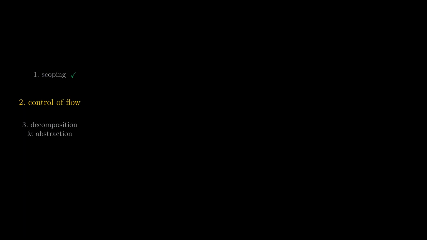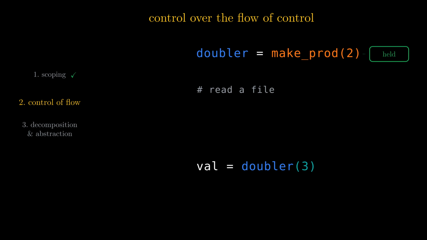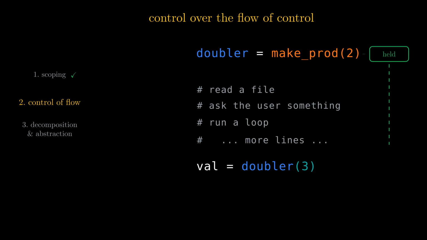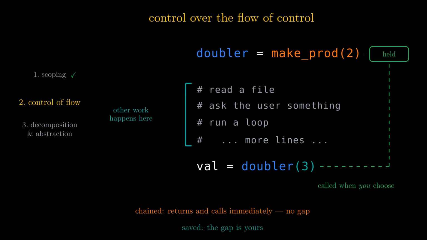The second thing you gain is control over the flow of control. Look again at the two-line version. Once doubler holds the returned function, nothing forces you to call it on the very next line. You can put a dozen other lines in between, read a file, ask the user a question, run a loop, and only then call doubler of 3. You have deliberately interrupted the flow of control. You grabbed the function back out of MakeProd, held it, did other work, and finished the computation at a moment of your choosing. The chained form gives you no such gap. MakeProd returns and the second call happens immediately.